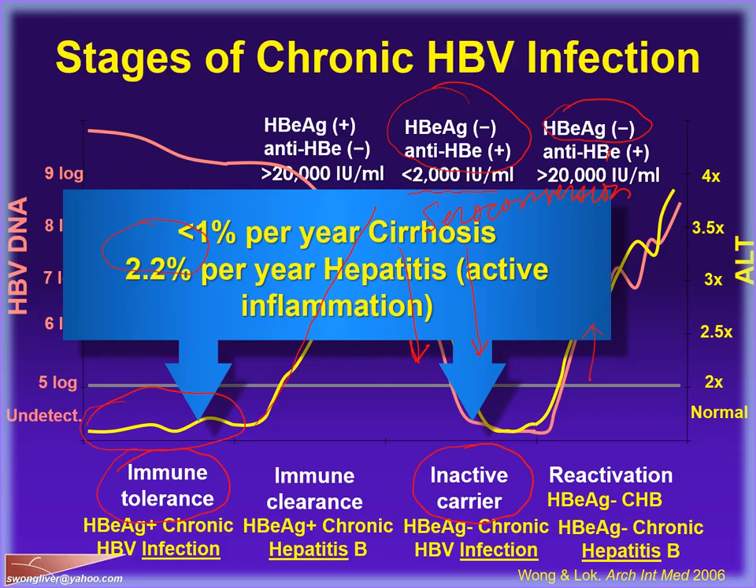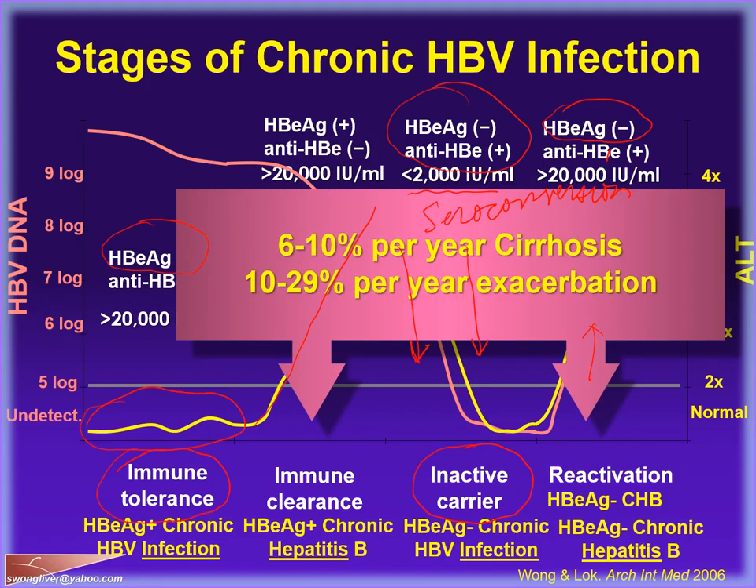Now, in the immune tolerance phase and the inactive carrier stage, the probability of developing cirrhosis and of developing very high inflammation levels in the liver is very low. So that's why in these phases of chronic infection, usually treatment is not indicated.